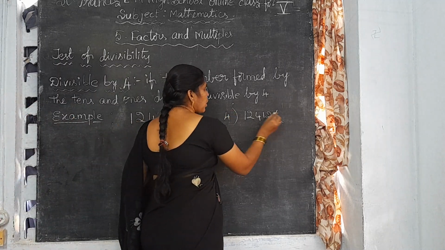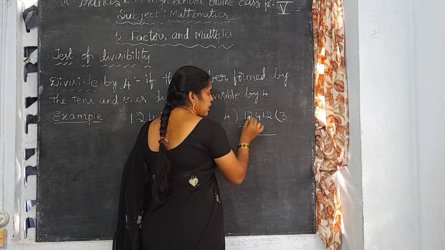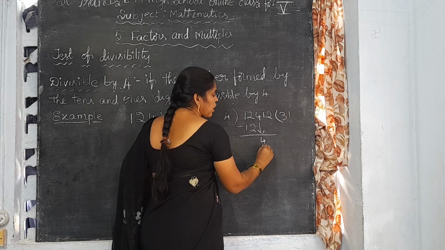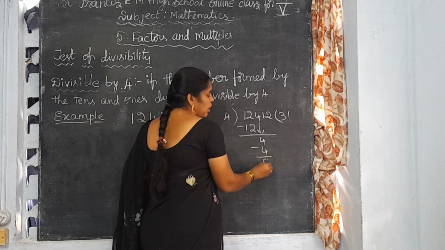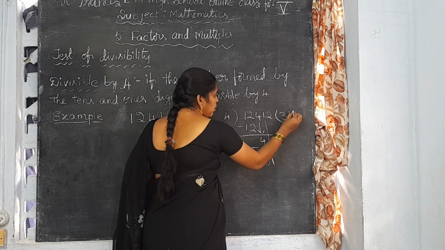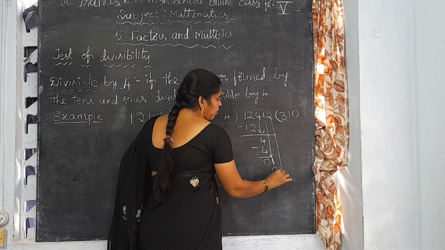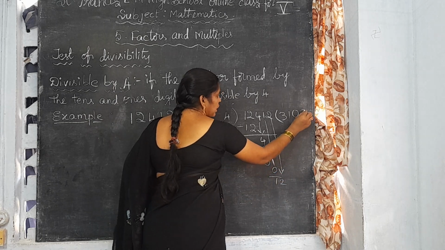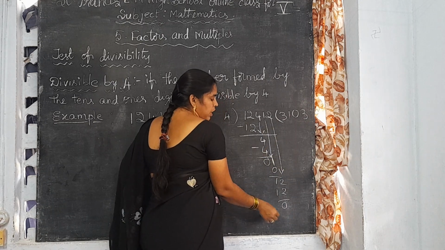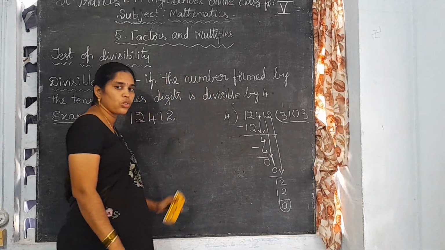See, 4 threes are 12. Now you do subtraction, both are same, remainder is 0. Now you bring this 4, 4 ones are 4, now 0. Now you bring this 1, 4 zeros are 0, remainder 1. Now you bring this 2, 4 threes are 12, remainder is 0. Anything to bring down? No. So remainder is 0.